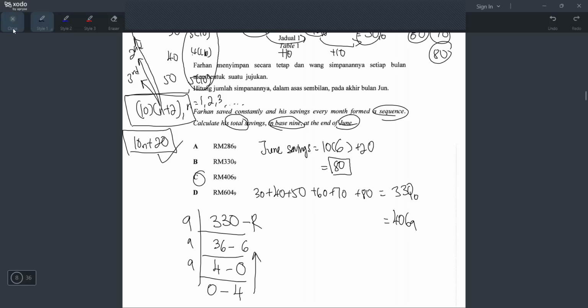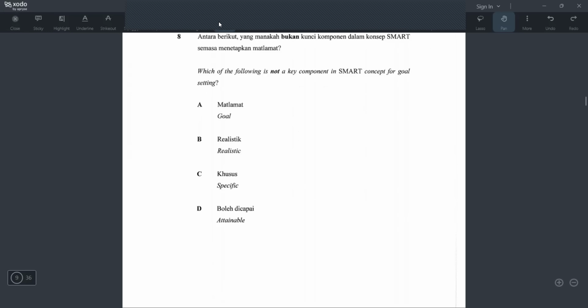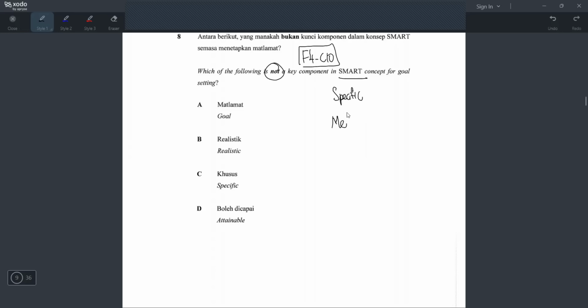Okay, let's continue with number 8. Which of the following is not a key component in the SMART concept for goal setting? So SMART stands for specific, S is specific, M is measurable. By the way, what is this chapter? This is from Form 4 chapter 10. It's called the Consumer Mathematics Financial Management chapter. So the SMART concept, you have to know what this stands for.